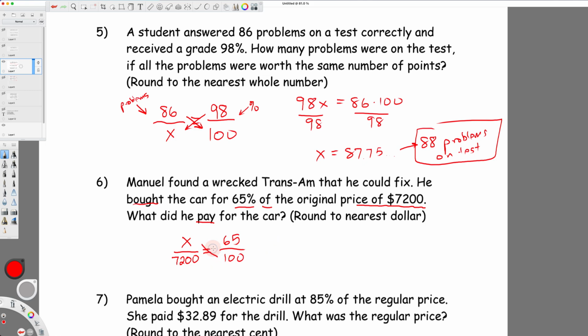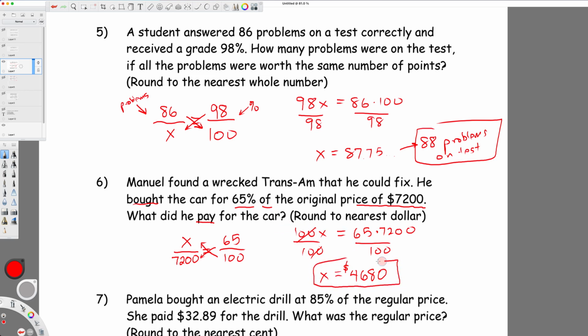So I'm ready to cross multiply and divide. So there are my two cross products. 100x is equal to 65 times 7,200. And divide by 100. And if you look at it, we are dividing by 100, and that 7,200 has 2 zeros on it. So really, it's just 65 times 72, and I get 4,680. And this is a dollar amount. I don't need to round it. It's already a whole number, but I do need to put a dollar sign. So that's what he paid for the car. So Manuel paid $4,680, and he got that good deal because it was wrecked.